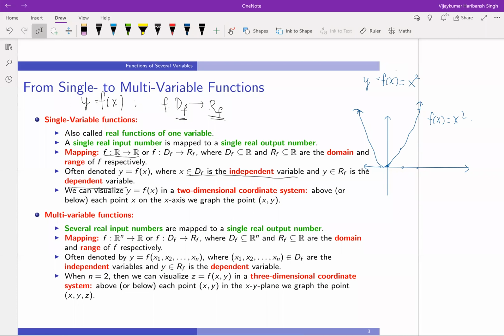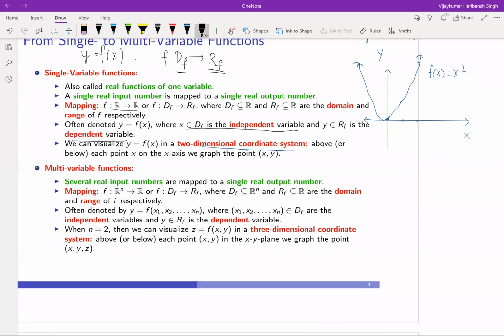And so we visualize this in the xy plane or two-dimensional coordinate system. Now for a function of more than one variable, you will have more than one input. For example, you can have a function of inputs x and y, let's denote it f. So for example, let's take x plus y. So this is a function of how many variables? There are two variables as input. One variable is x, y is another variable.